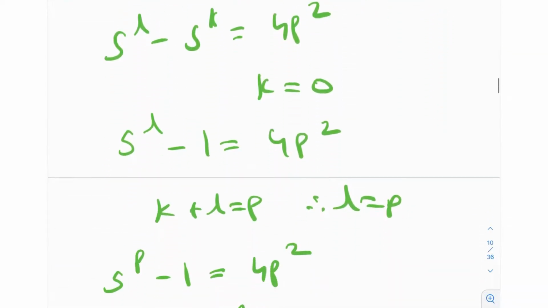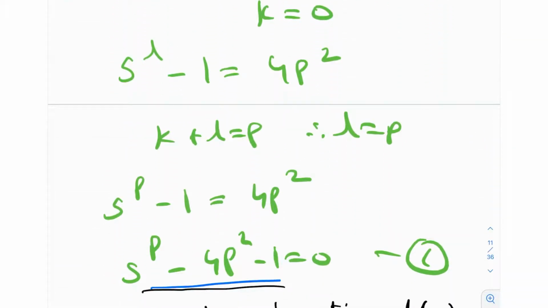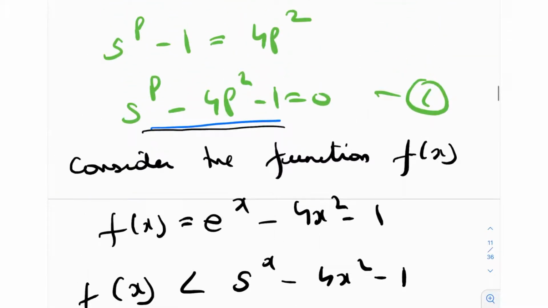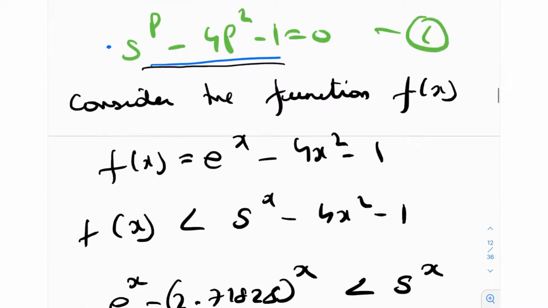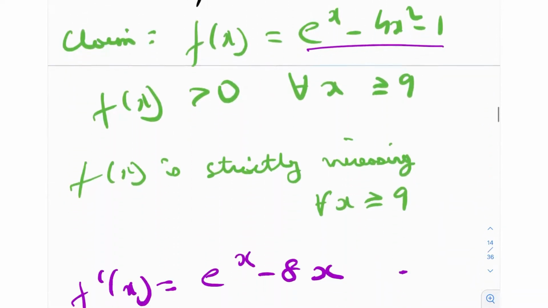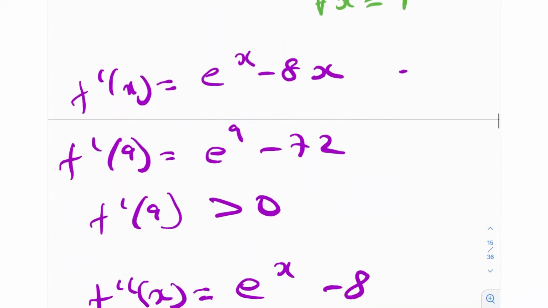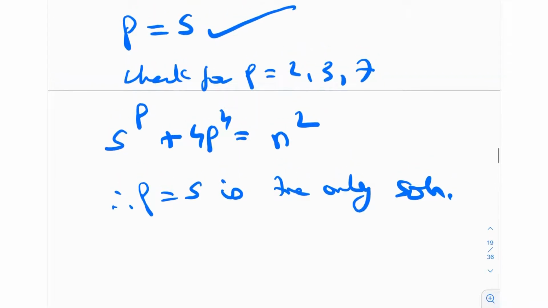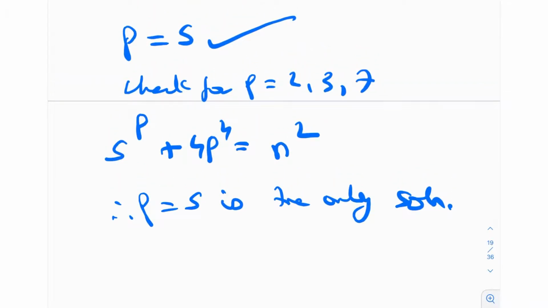And for k equal to 0, we have this beautiful expression 5 raised to power p minus 1 is equal to 4p squared. And to solve this Diophantine equation, we use the idea of bounding. We actually consider a function that was less than the function that we have over here in equation number 1. And we showed that function is actually greater than 0. So this given function 5 raised to power p minus 4p squared minus 1 has to be always greater than 0 for all primes greater than or equal to 9. So therefore we show that the only possible solutions are the primes 2, 3, 5 and 7. P is equal to 5 obviously satisfies like we've seen before, and 2, 3, 7, none of them satisfy just by plugging in. So yes, that's quite an interesting problem, and I hope you learned something from that.